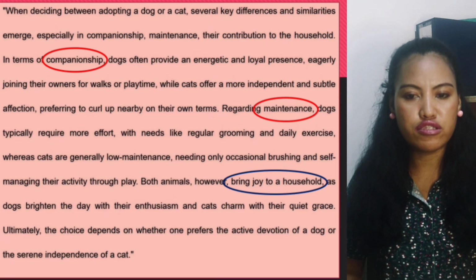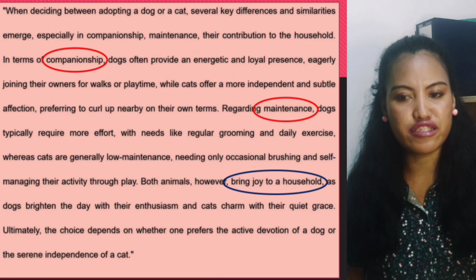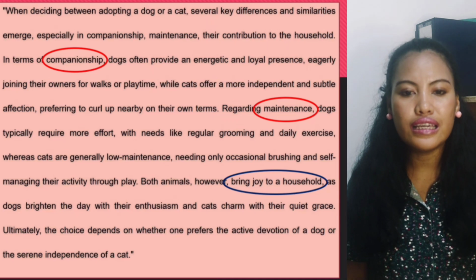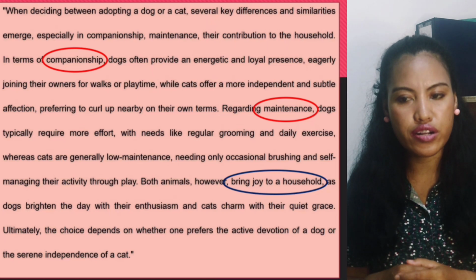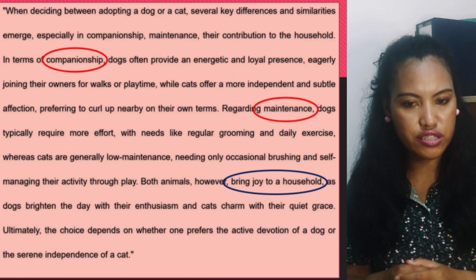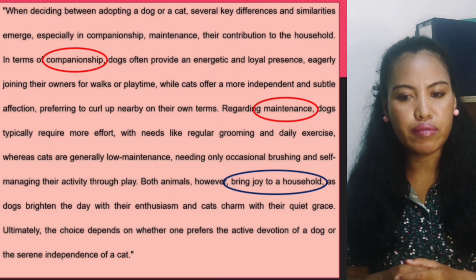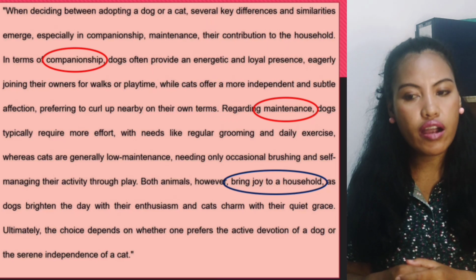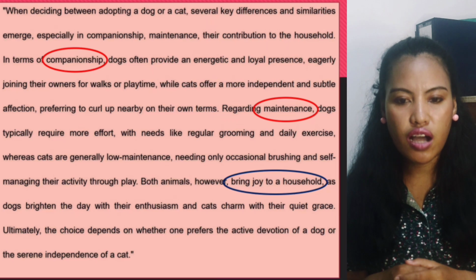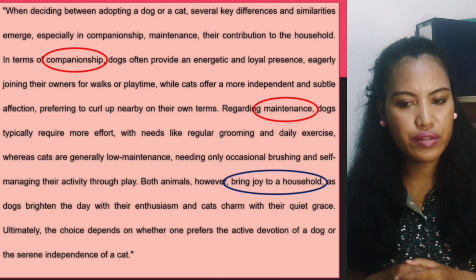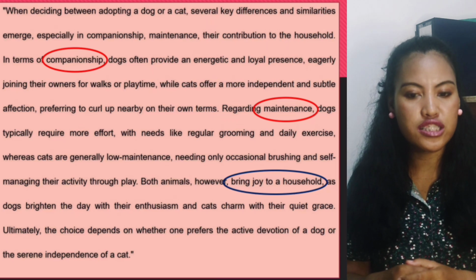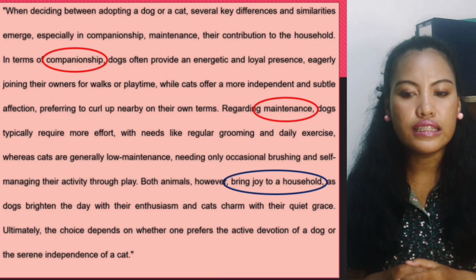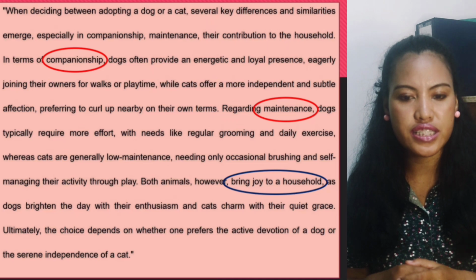In terms of companionship, dogs often provide an energetic and loyal presence, eagerly joining their owners for walks or playtime, while cats offer a more independent and subtle affection, preferring to curl up nearby on their own terms. Regarding maintenance, dogs typically require more effort with needs like regular grooming and daily exercise, whereas cats are generally low maintenance, needing only occasional brushing and self-managing their activity through play.